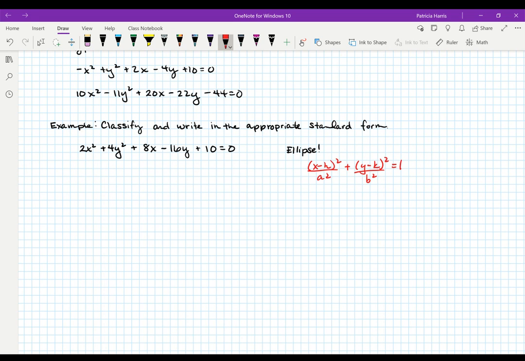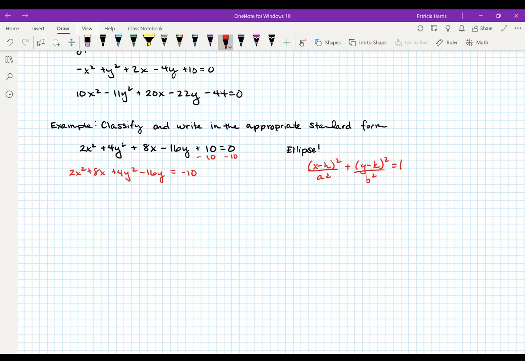Okay. So now what we're going to do, or at least what I do, is I put all the x's together and all the y's together. And while I'm moving all the x's and the y's around, I'm going to subtract off the 10 from both sides, just like that. Okay? All right. So now we're going to complete the square.